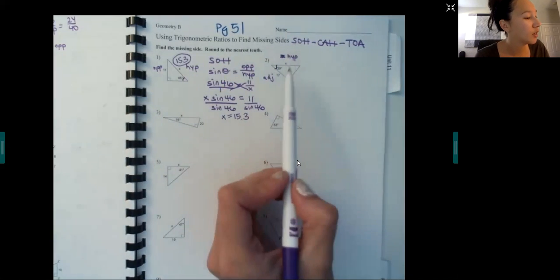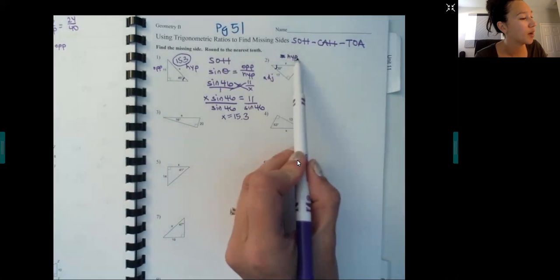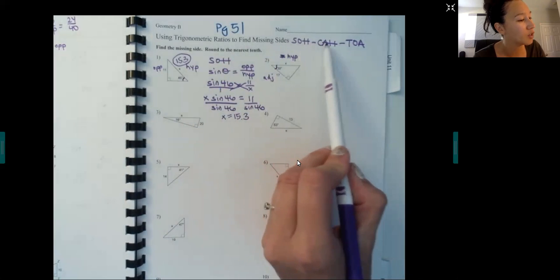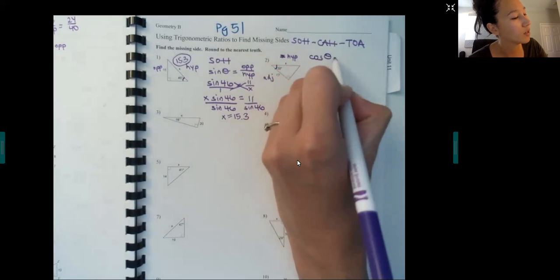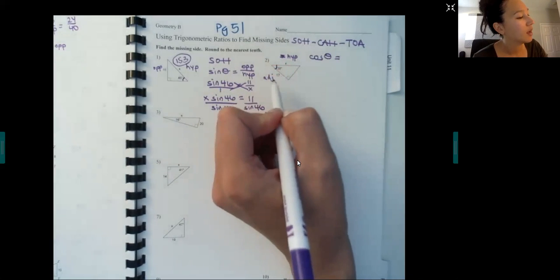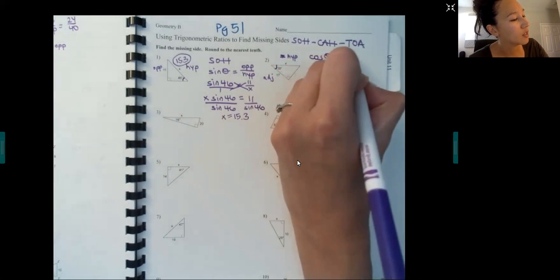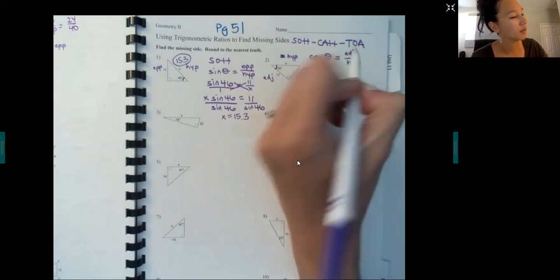So which trig function uses the adjacent side and the hypotenuse side? We're looking for A and H. That would be cosine. So the cosine of our angle, which is theta, equals the adjacent side over the hypotenuse.